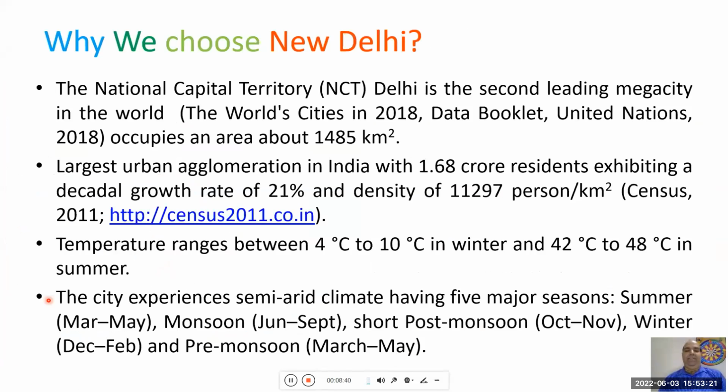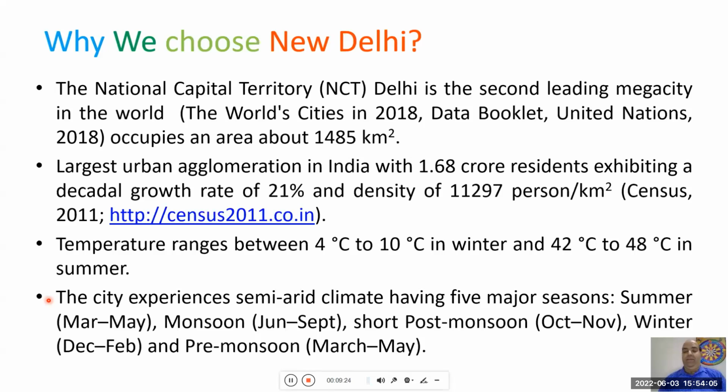My use case includes our national capital territory, that is New Delhi. The reason for including it in our use case was that it is the second leading megacity in the world as per the data booklet of the UN, and it occupies almost 1485 square kilometers. It is the largest urban agglomeration in India with 1.68 crore residents, exhibiting a decadal growth of 21% and with a density of 11,297 persons per square kilometer.